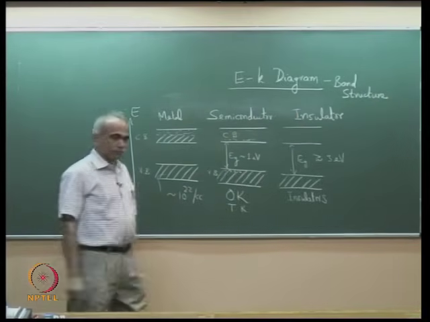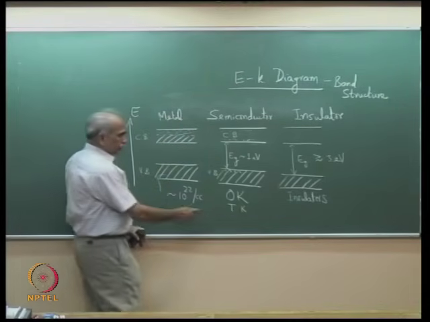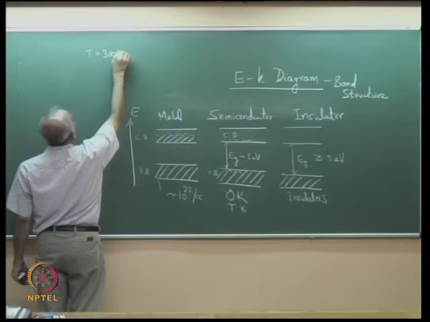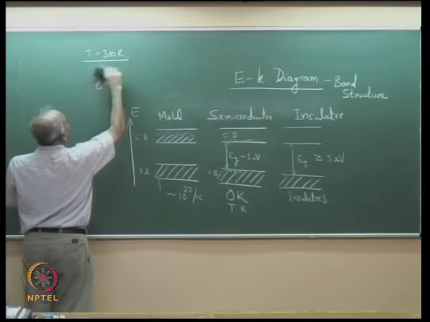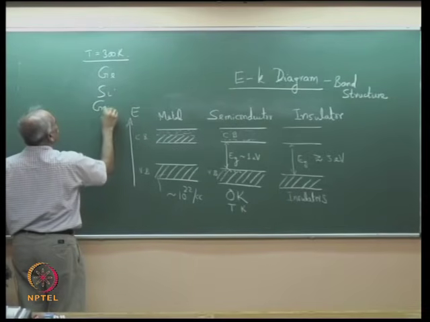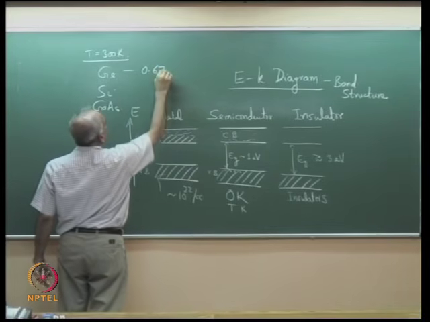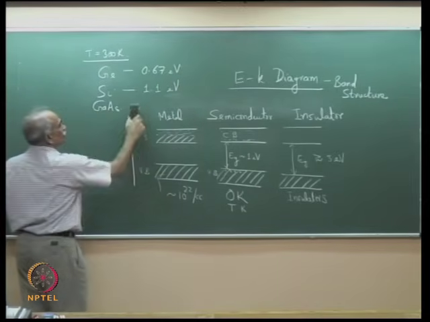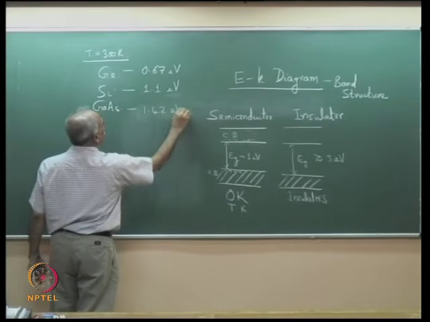The band structure. Just before I go over there, you know that at room temperature, so T is equal to 300 K, let me take 3 semiconductors: germanium, silicon and gallium arsenide. The energy band gap is 0.67 eV for germanium, 1.1 eV for silicon, and gallium arsenide has a band gap of 1.42 eV.